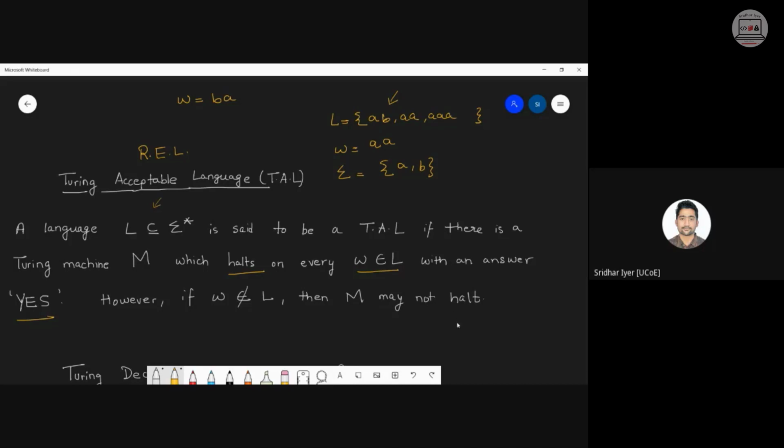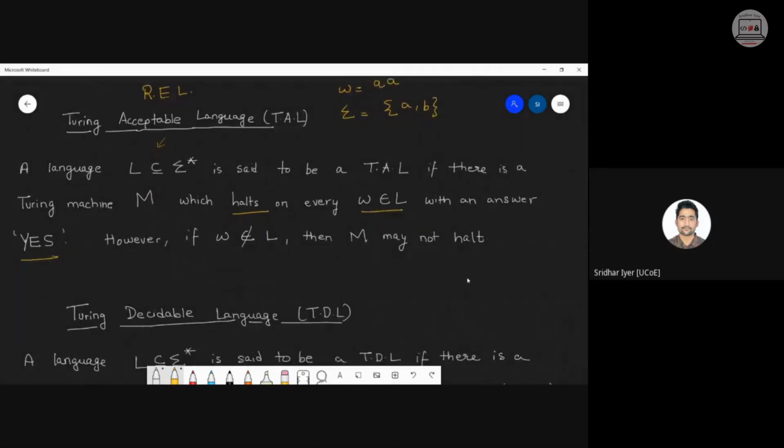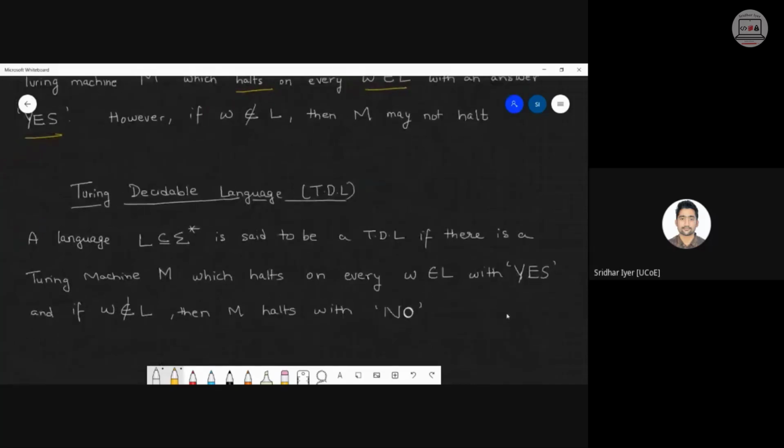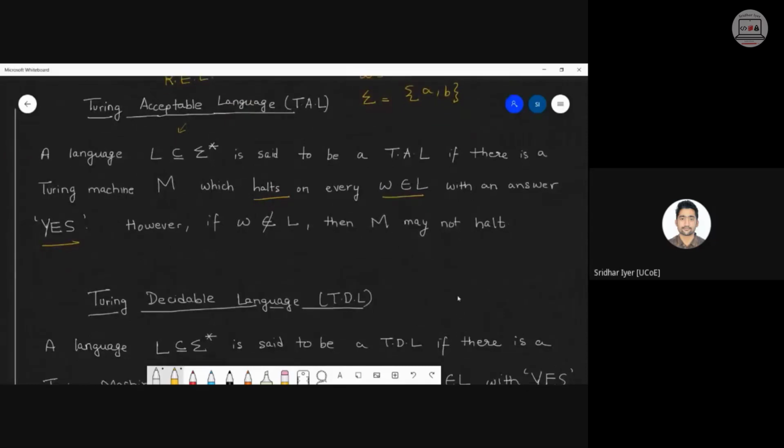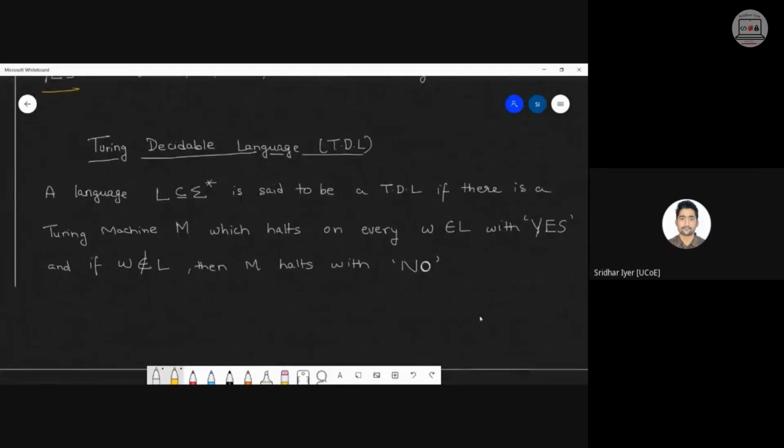That's why we are looking towards the next concept, which is called Turing decidable language. Now, a Turing decidable language will address the problems which might be faced in the above. How so? Have a look. A language L, which is made up of any combinations of the alphabet, is said to be a Turing decidable language if there is a Turing machine M which halts on every W belonging to L with yes, and if W doesn't belong to L, then M will halt with no.